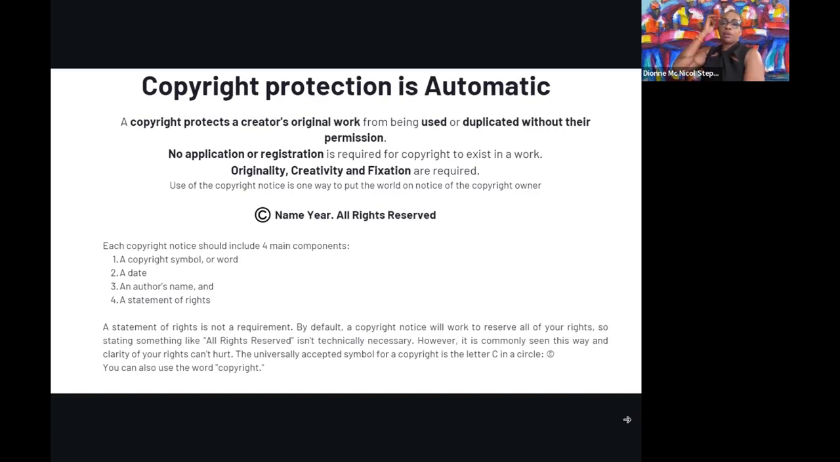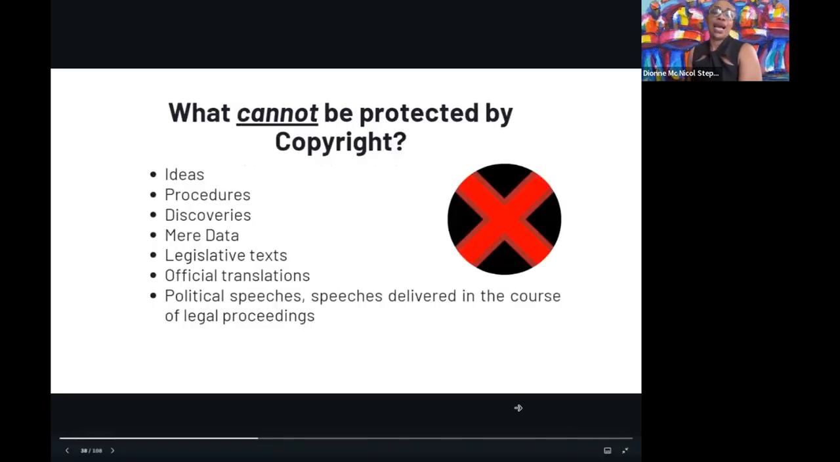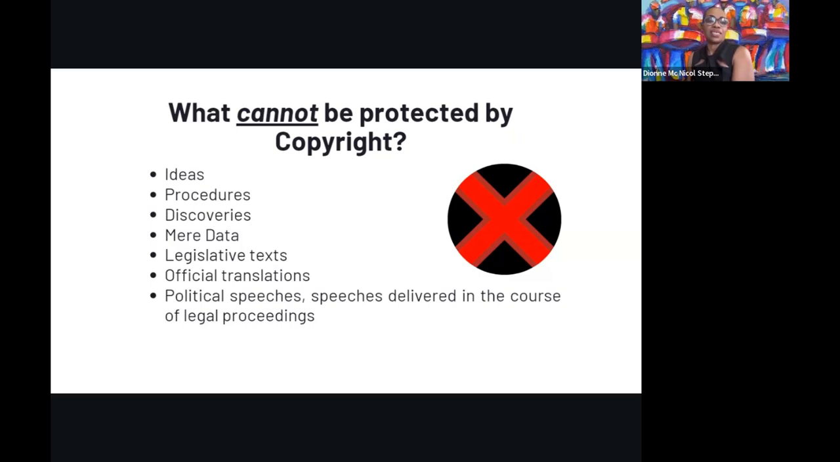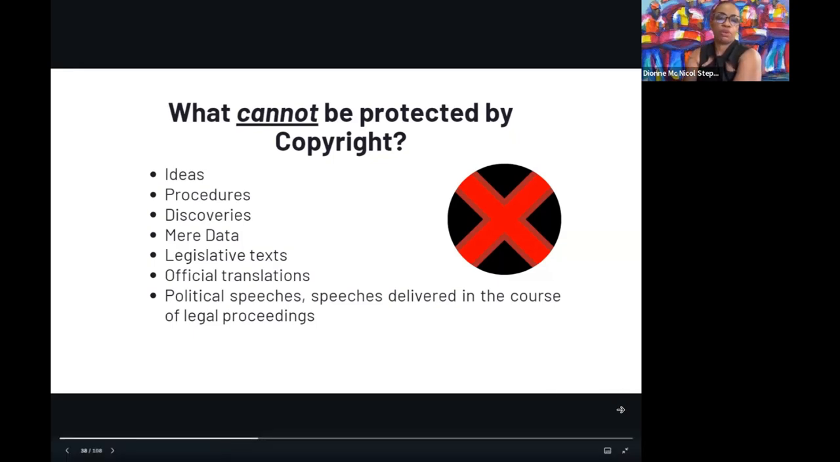What cannot be protected by copyright, as I said before? Ideas, procedures, discoveries, metadata. So you have phone numbers, legislative texts, official translations, political speeches, speeches delivered in the course of legal proceedings. This last one may differ depending on territory, right? In terms of the political speeches and speeches delivered in the course of legal proceedings, political speeches in particular. So these cannot be protected by copyright, right?